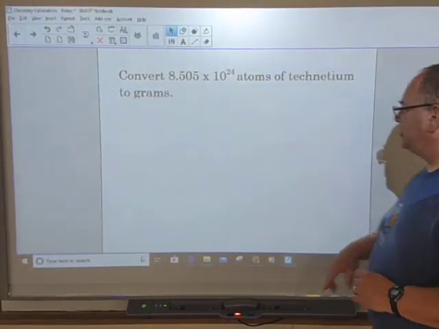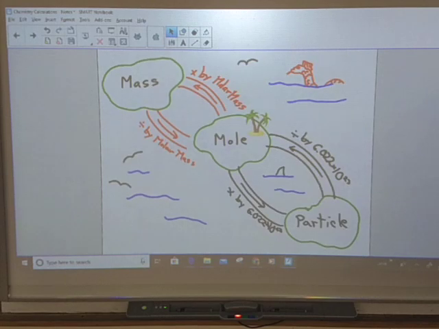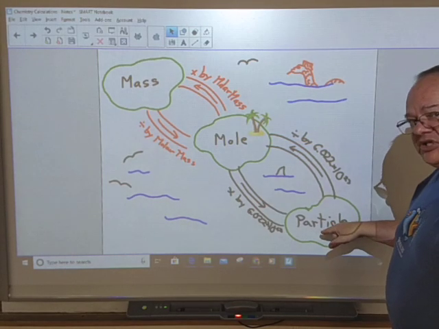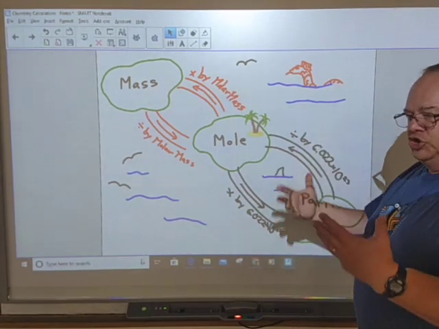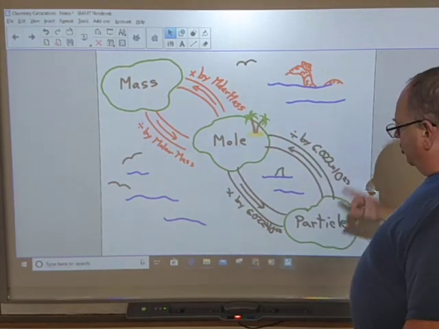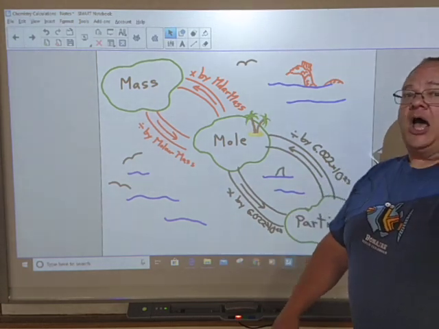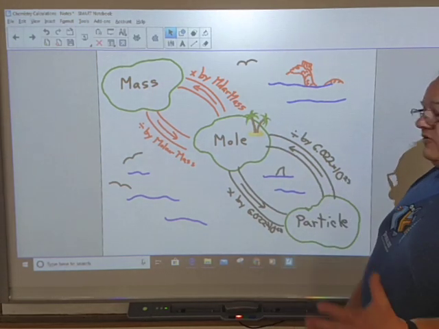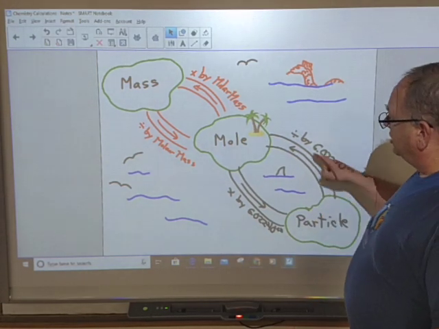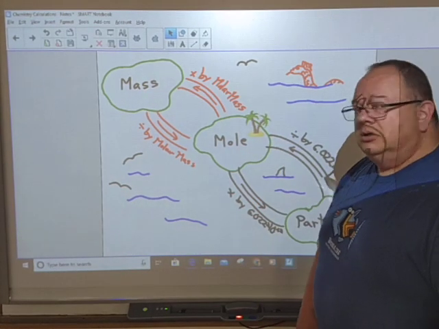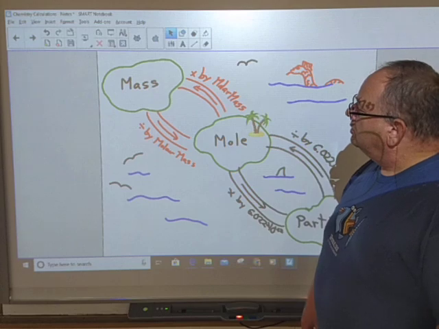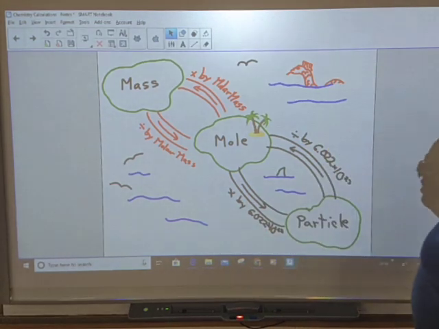We're trying to go to grams. So, I'm starting with atoms of technetium. I'm trying to go to grams. Now, do you see a bridge that goes from particle island to mass island? I don't. But can you find a route? Sure, I could go to mole island, and then I could get to mass island. That'll work.